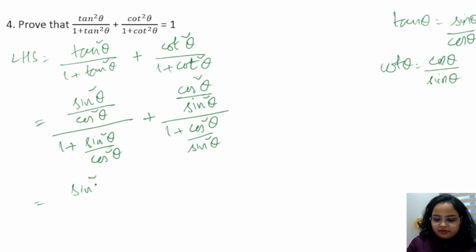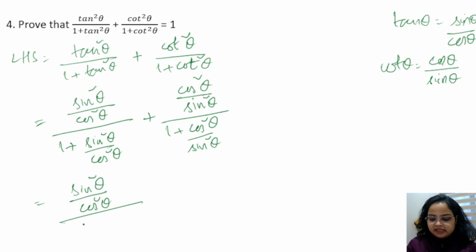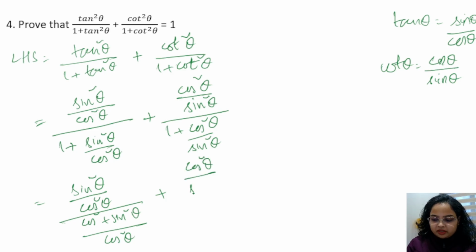So here we have sin square theta divided by cos square theta, divided by, we'll take LCM, cos square theta plus sin square theta divided by cos square theta, plus cos square theta divided by sin square theta, divided by, we'll take LCM, sin square theta plus cos square theta divided by sin square theta.